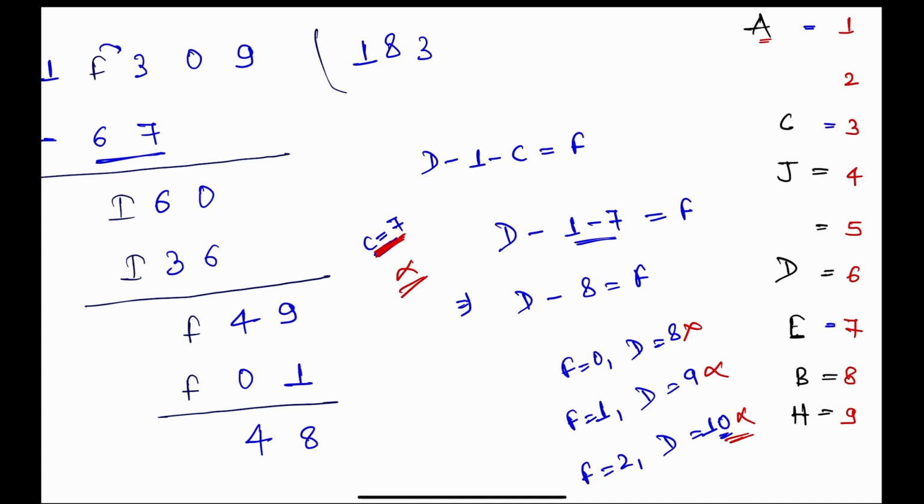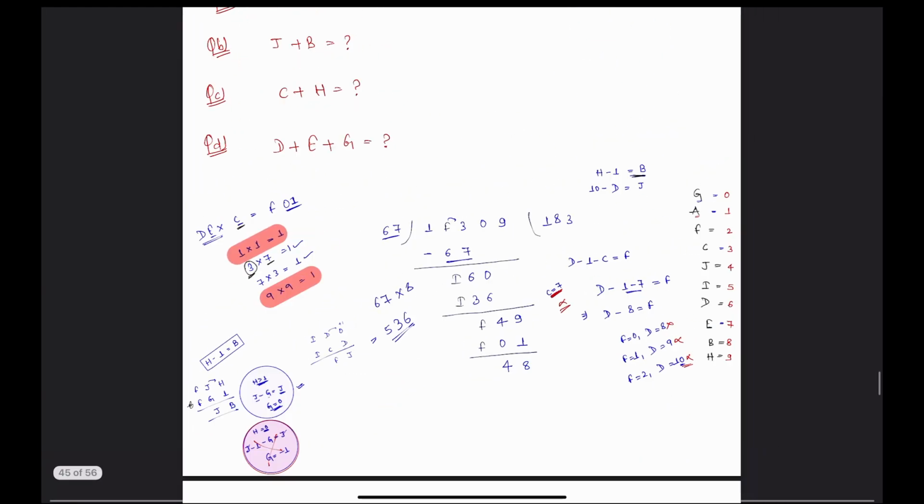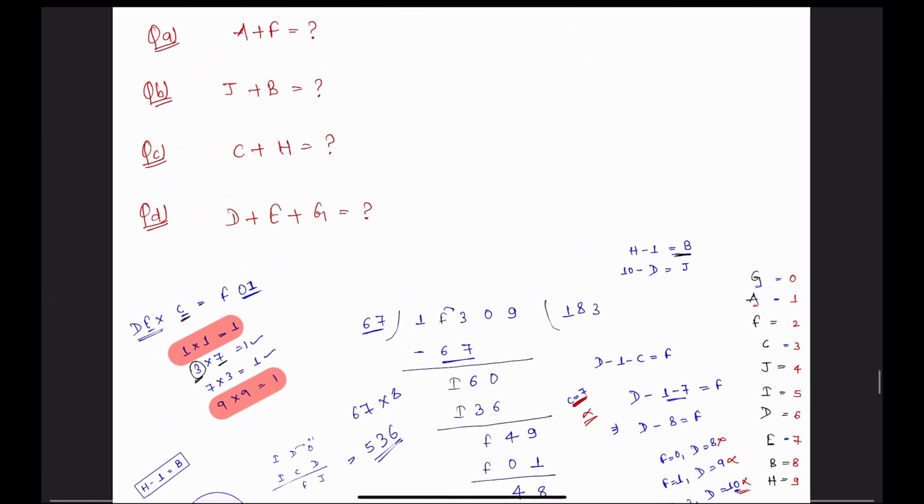So whatever is left, that is what is left. A done, B done, C done, D, E done, F is the only one left. So our F will be 2. Done. Now that we have all the values of A, B, C, D, G, H and F, we can easily solve. The first question is, what is the value of A plus F?